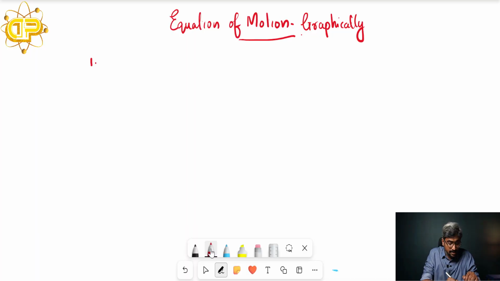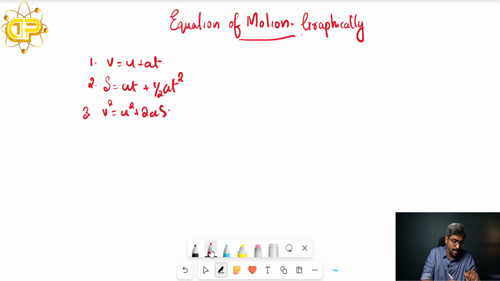So here also we are just dealing with three equations of motion, that is V is equal to U plus AT, and the second equation is S is equal to UT plus half AT square, and the third equation is V square is equal to U square plus 2AS, and an extra equation, that is Snth, which is equal to U plus A by 2 into 2n minus 1, where n is the time.